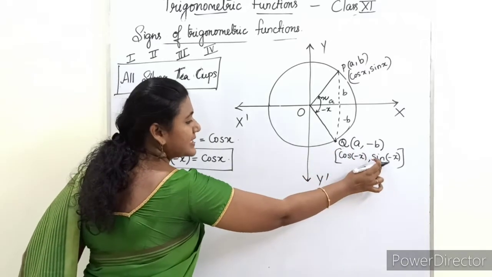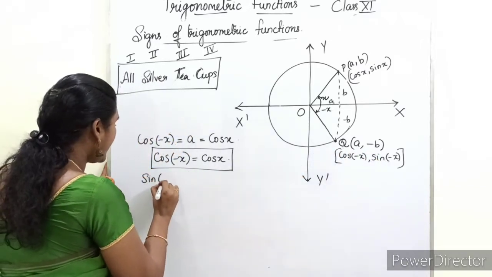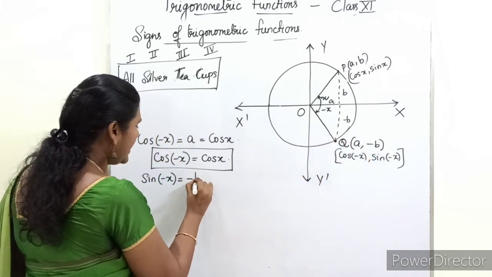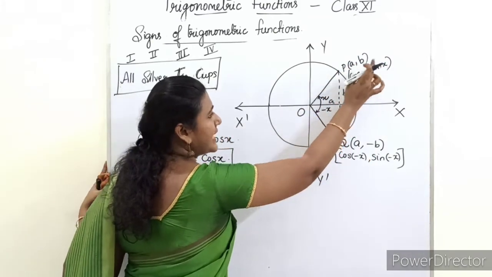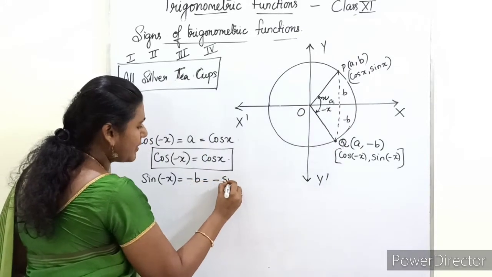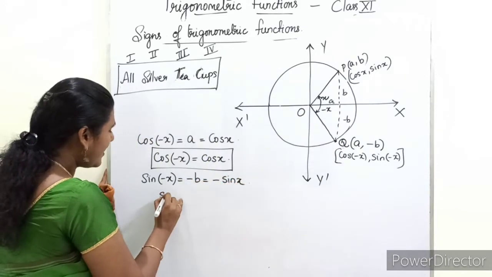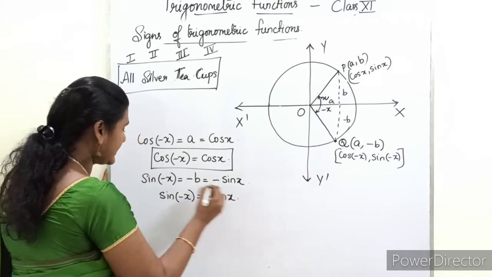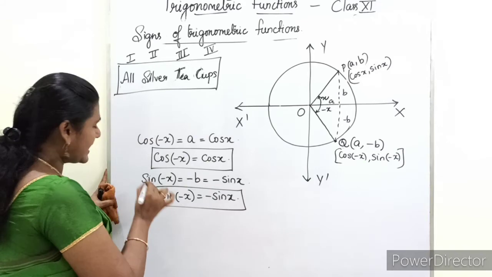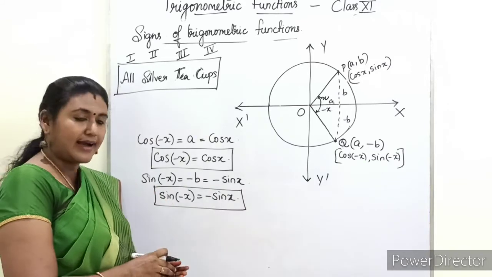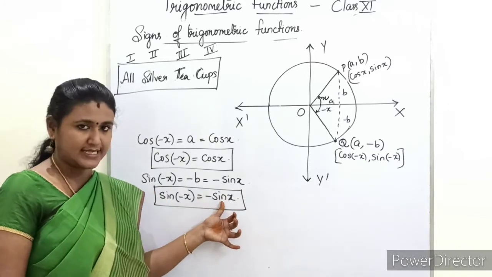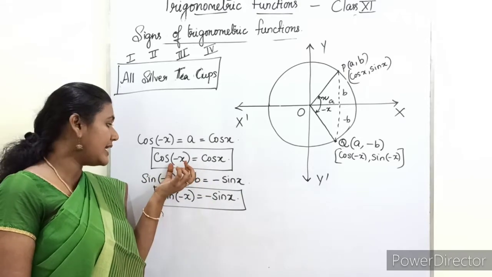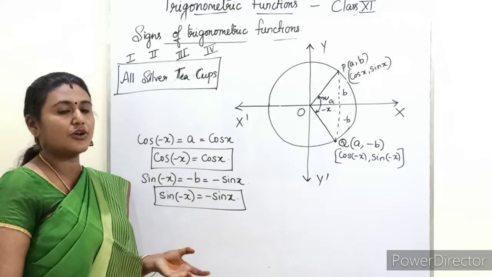Now we will take the next one, that is sin of minus x. Sin of minus x is minus b. What is b? Sin x. So we can write this as minus sin x. So what formula are we getting? Sin of minus x is equal to minus sin x. This is very important. The sin ratio of a negative angle is equal to minus sin x. Using these two formulas, we can derive the negative angle for the remaining trigonometric ratios.